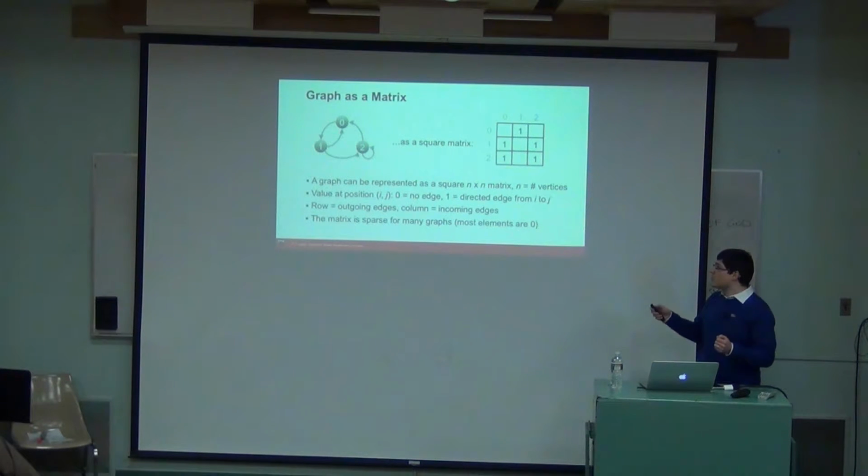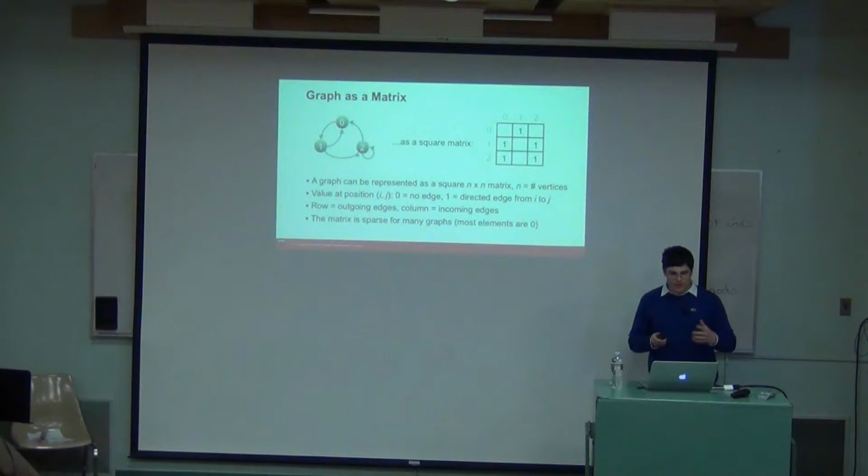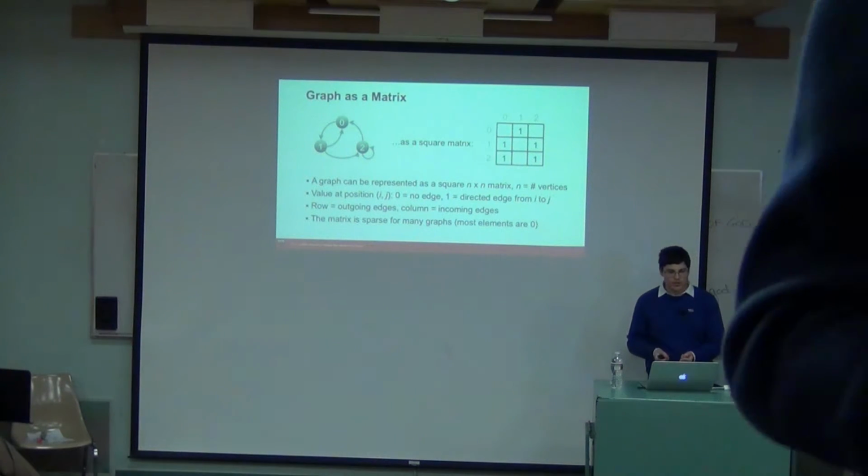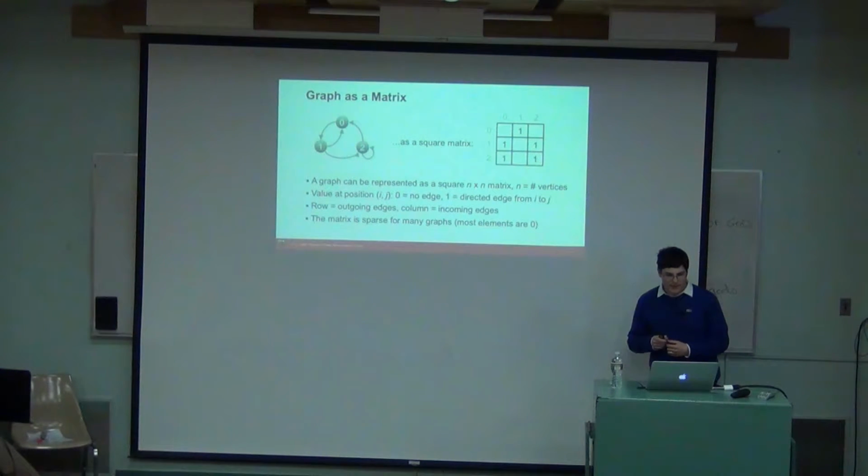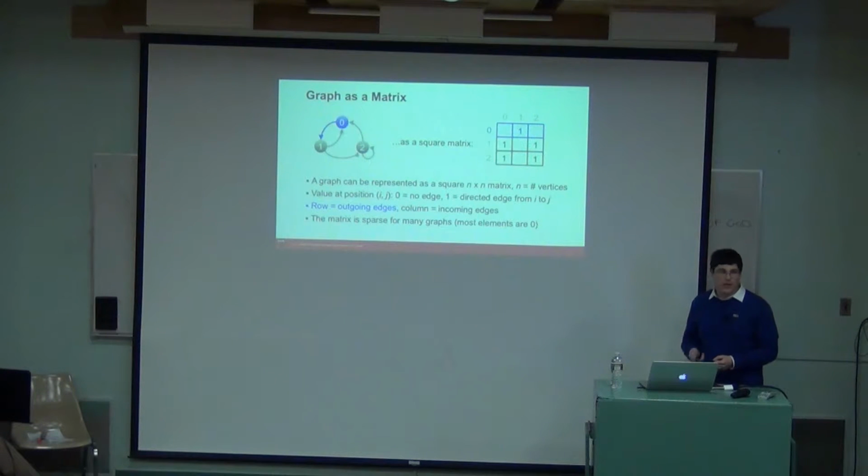So a graph can be represented as a square n-by-n matrix. If you have a value at position ij, i is the row, j is the column, then 0 means no edge, or I'll just leave it blank in my notation, and 1 means there's a directed edge going from i to j. If you have an edge going in both directions, then you also add 1 to position ji. The rows correspond to the outgoing edges.